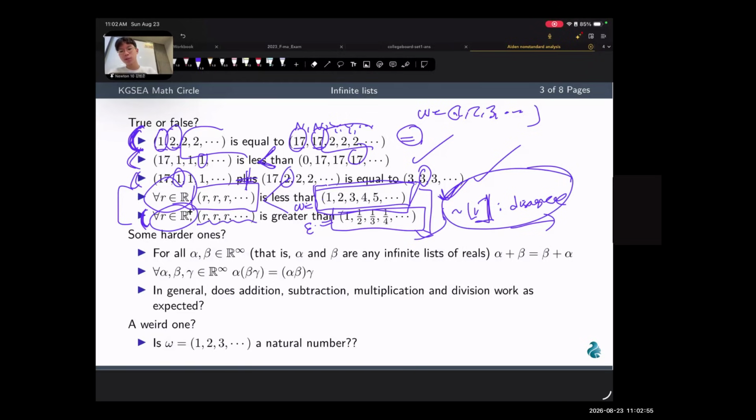A final question. There are some harder ones here. So we can also ask more general questions about alpha and beta, where is the commutative property of an infinite list going to hold under addition?